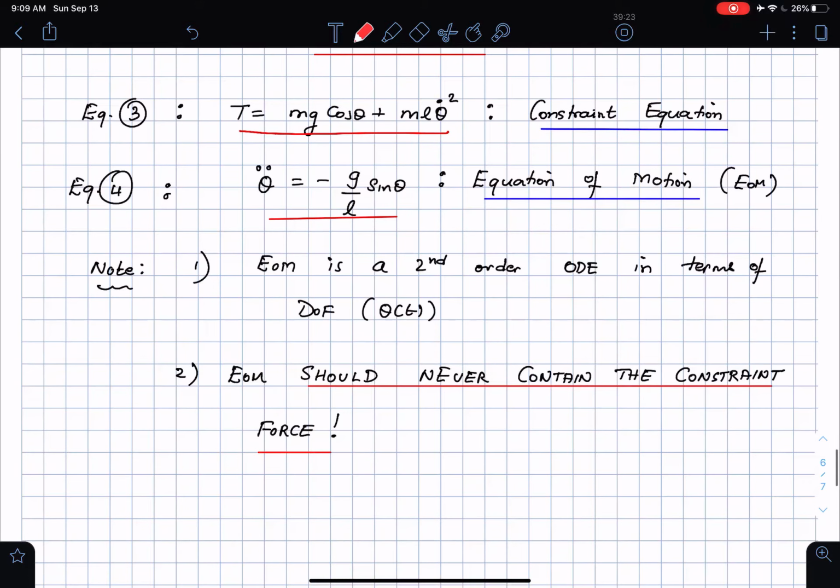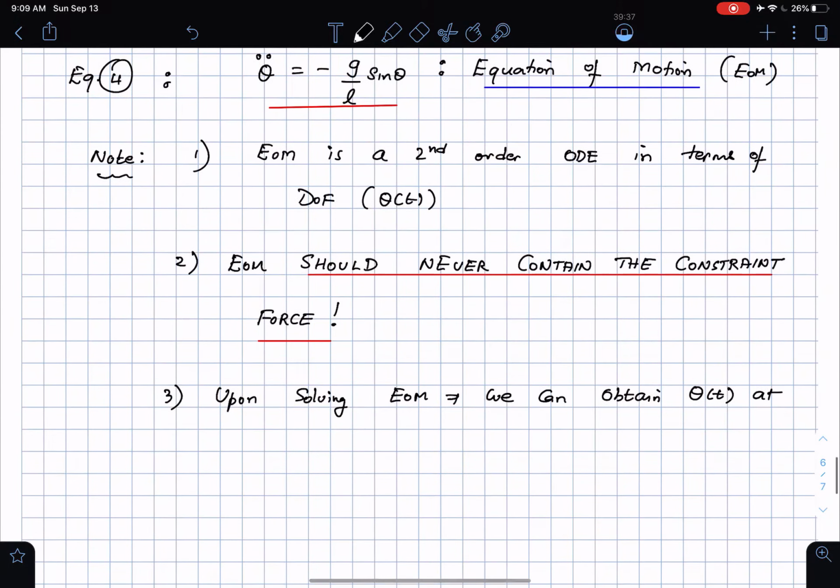Okay, and typically the third step is, upon solving the equation of motion, we can obtain theta of t at any point in time. We are not going to be doing this in this course. You will typically use techniques of differential equations, or techniques that you learn from numerical methods.